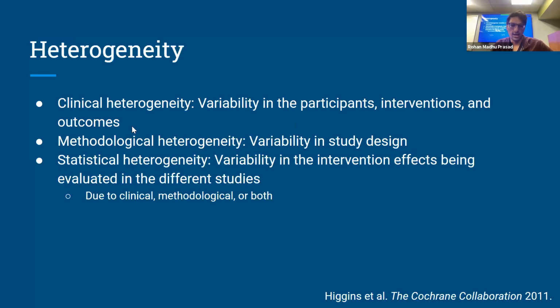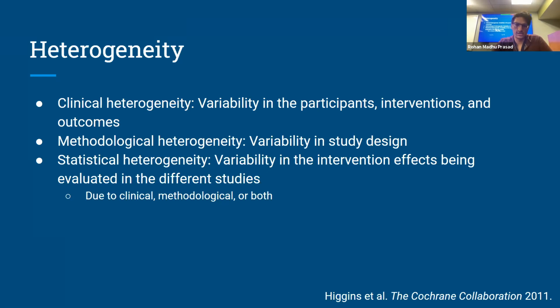So heterogeneity. Heterogeneity in RevMan is called I2. You'll see that a lot in meta-analysis, but heterogeneity can be classified into 3 different types. Clinical heterogeneity, where the variability is in the participants, interventions, and outcomes. You try to minimize that to include the same kind of population, the same kind of arms, and the same outcomes. The methodological heterogeneity is the variability in the study design, and you're going to try to reduce that by including the same kind of studies.